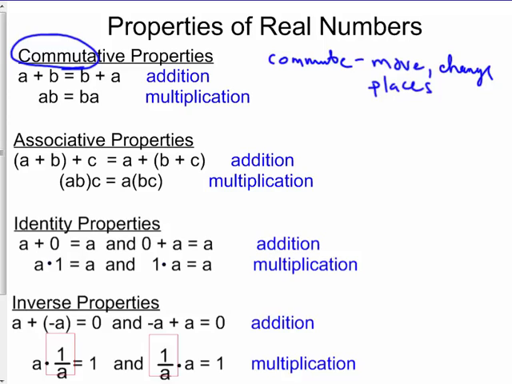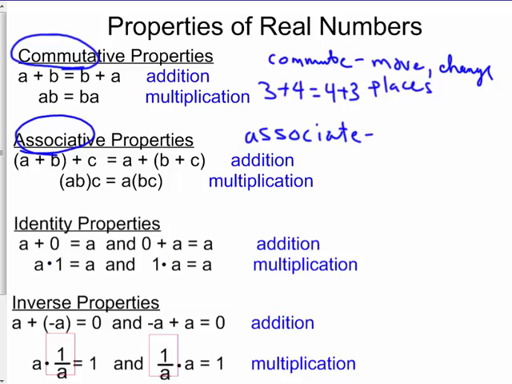What does that mean? Well, it simply means this. When I'm adding two numbers, if I add 3 plus 4, I can switch places. That's the same as 4 plus 3. I get 7 in both cases. Notice, in addition, we can do that. In multiplication, we can do that: 3 times 4 is the same as 4 times 3. In subtraction, though, we can't. So it's just for addition and multiplication.